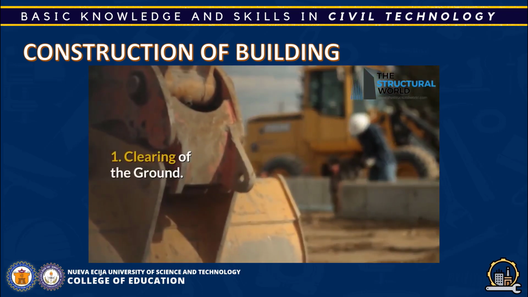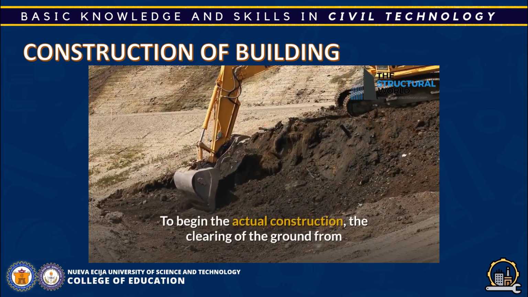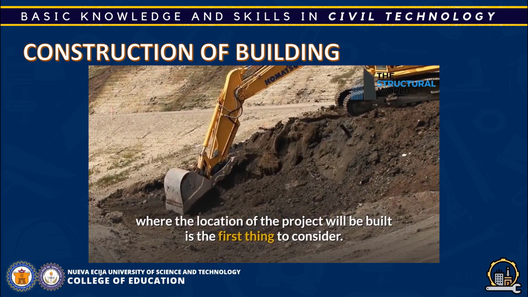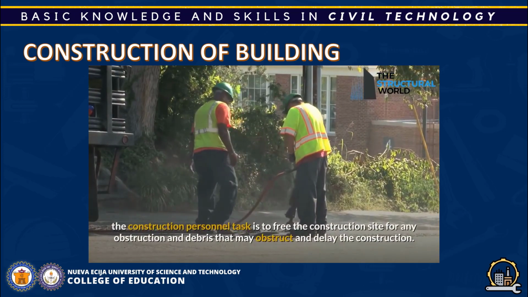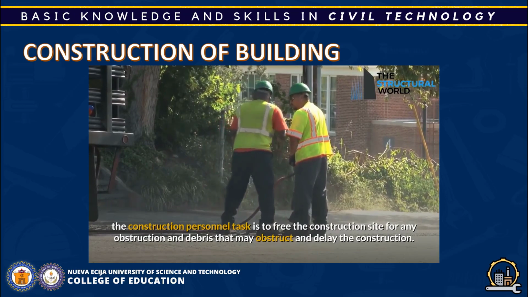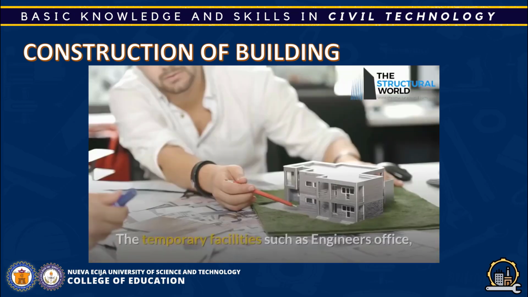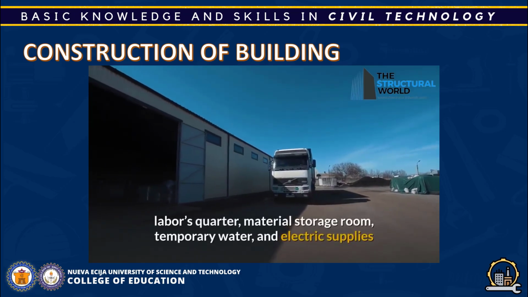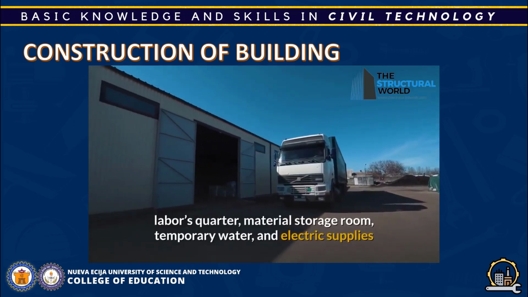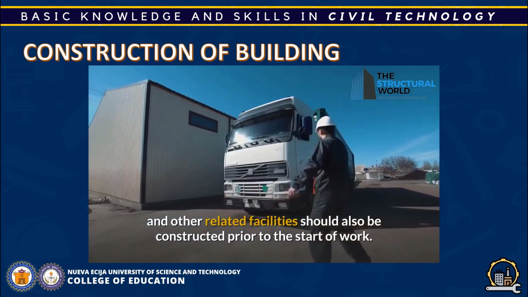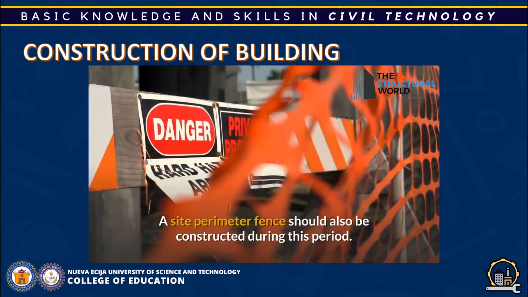1. Clearing of the ground. To begin the actual construction, the clearing of the ground where the project will be built is the first thing to consider. The construction personnel's task is to free the construction site of any obstruction and debris that may obstruct and delay the construction. The temporary facilities such as engineer's office, labor quarters, material storage room, temporary water and electric supplies and other related facilities should also be constructed prior to the start of work. A site perimeter fence should also be constructed during this period.